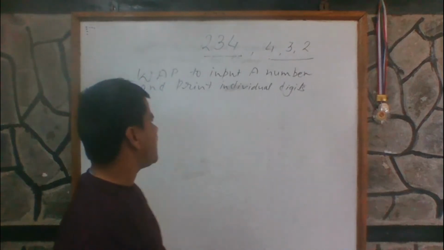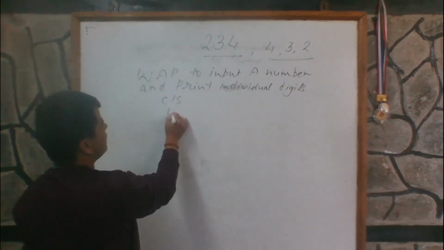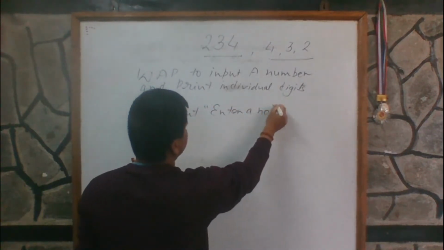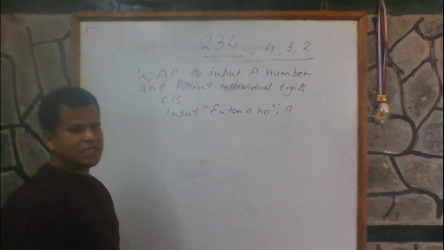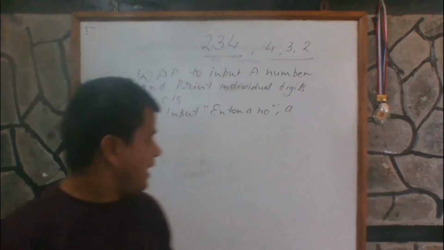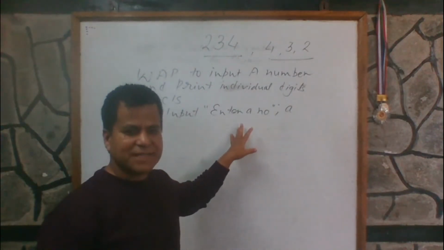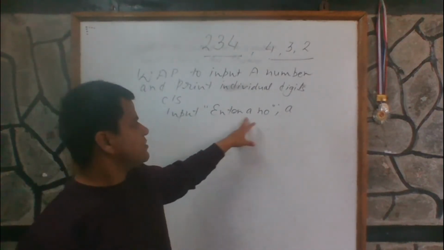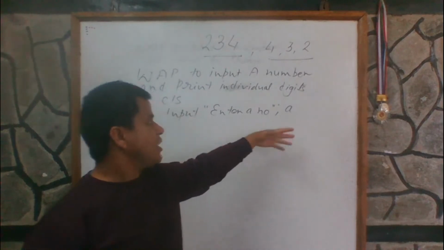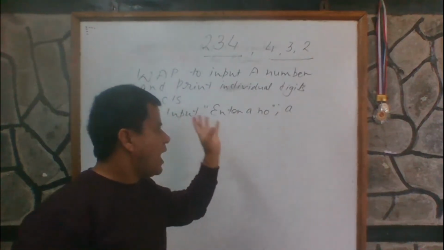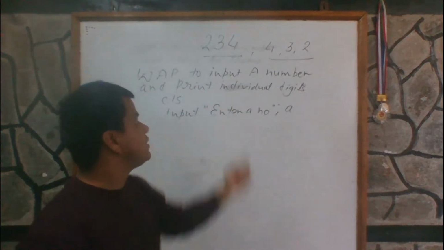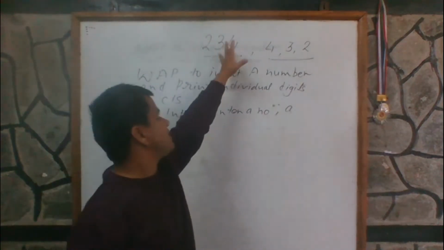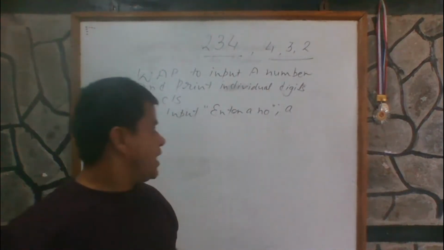Okay, so for that, CLS, and you have to input a number: INPUT "Enter a number", A. Suppose the number is A. Are you able to get the words clearly on your screen? Yes, sir, we are. Okay, so input, enter a number A. Whatever the number A is, we have to extract its individual digits. Today we are going to learn how to extract the individual digits of that number.